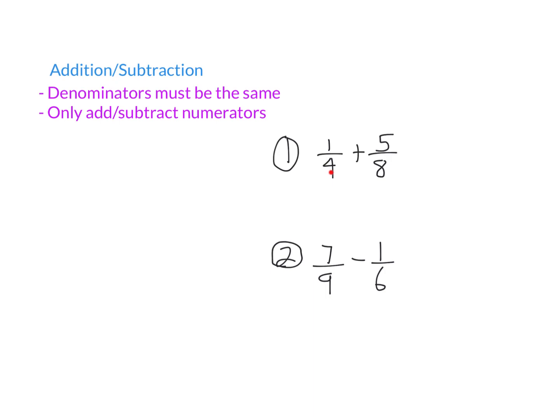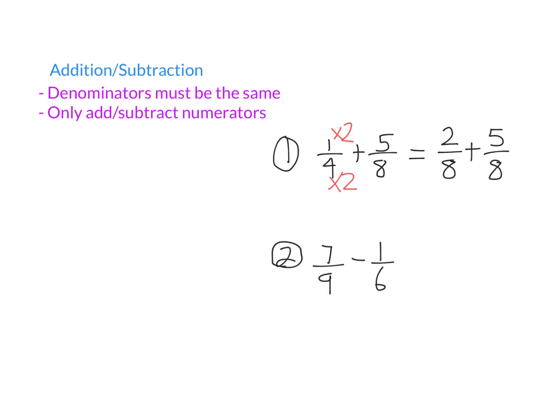So I can make this denominator 8 if I multiply it by 2. But remember the golden rule of fractions: what you do to the top, you must do to the bottom. What you do to the bottom, you must do to the top. I can multiply the bottom by 2 as long as I multiply the top by 2. So that means 1/4 is actually the same as 2 over 8. 2/8, 1/4, both equal 0.25.